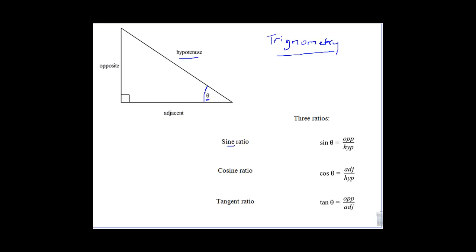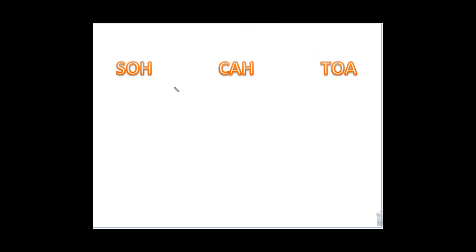So it just depends on which sides we have in our problem as to what ratio we're going to use. Now, an easy way to try and remember that is what we call SOHCAHTOA. You're probably going to hear lots of this as we go through, but really it's just a simple way of saying that the sine ratio is equal to the opposite divided by the hypotenuse. The cosine ratio is the adjacent side divided by the hypotenuse, and the tangent ratio is the opposite side over the adjacent side.